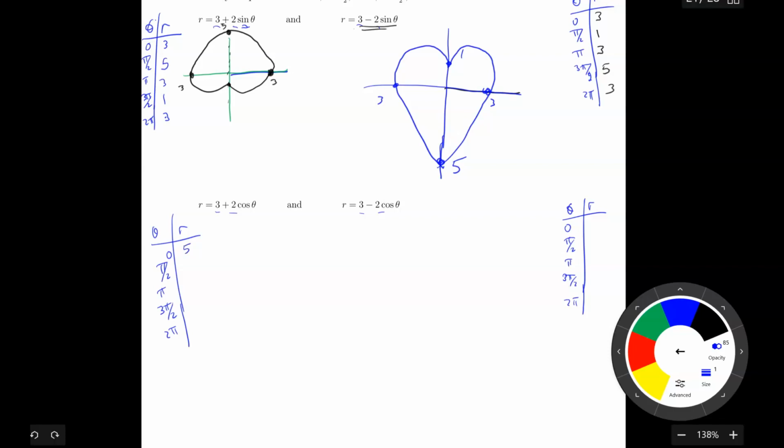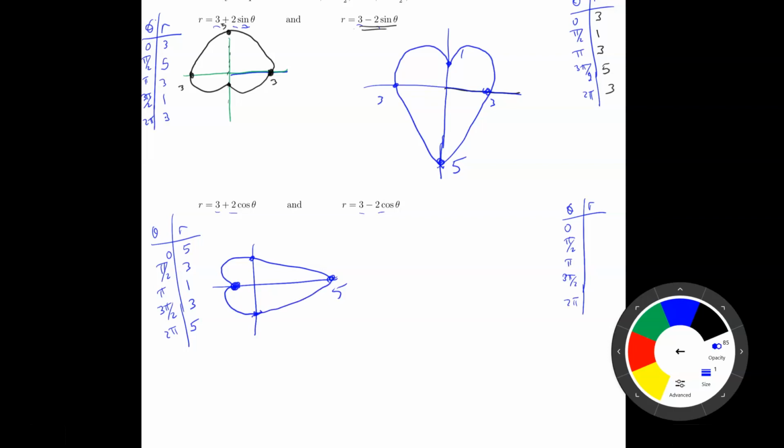All right, so the next couple are very, very similar. Angle 0 is going to give me 5, 3, 1, 3, and 5 again. Okay, so out here at 5, and then 3, 1, 3, back to 5. So because I know what I'm expecting, oops, kind of lumpy there, sorry. I know I'm expecting a limacon, so the dent of the heart doesn't go to the origin, but it is still heart-shaped. And so it kind of loops out there.